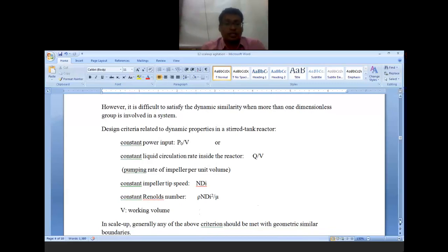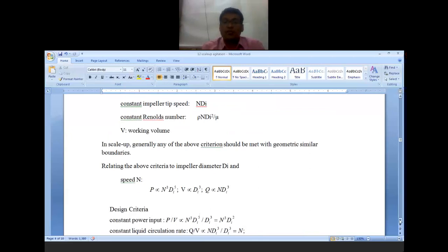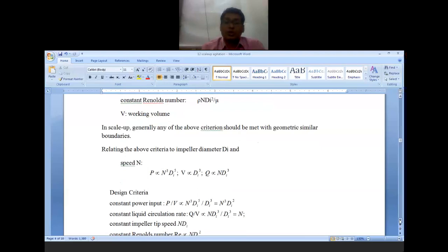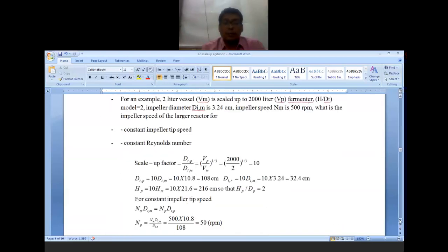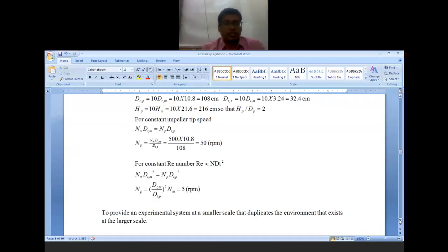So it is to be calculated based on a single consideration. In scale-up, generally any of the above criteria should be met with the geometric similarities. So either we have to think of the constant impeller tip speed or the constant Reynolds number and do the further calculations. Either consider the impeller tip speed criterion and use it, or consider the constant Reynolds number and take that as the rotational speed.